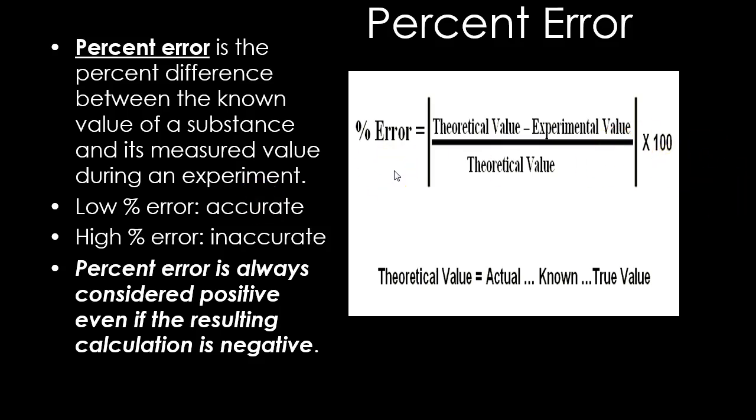If we have a low percent error, that's good. If it's like 5%, 6%, that's really good. That means we're pretty accurate. If our percent error is like 45, 60, that's not good. That means we were pretty inaccurate. So we want to try to aim for a low percent error.